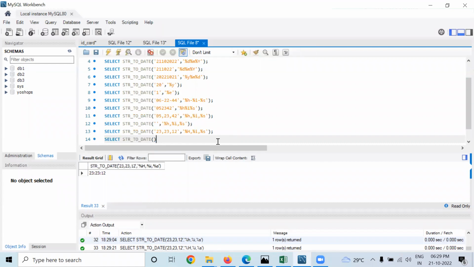Earlier I missed something regarding capital M. If you're taking something like January, percentage M, let us see what will happen. It is showing January. Earlier, I was mistaken by saying that numbers and the capital M is not possible. I have to mention the complete name of the month, then only I can use capital M. Is it clear, everyone?